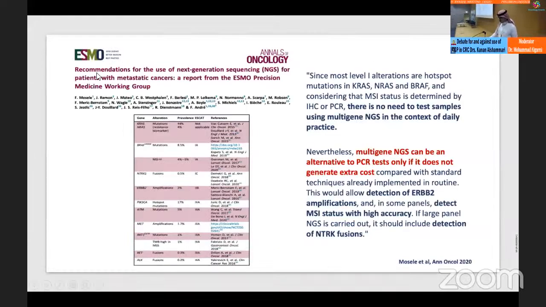Now, the recommendations from ESMO do mention that maybe we should not be using NGS. However, and this is the 2020, so it's a little bit old, it does say multi-gene NGS can be an alternative to PCR tests only if it does not generate extra cost.